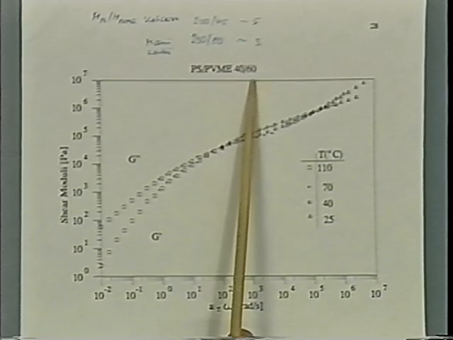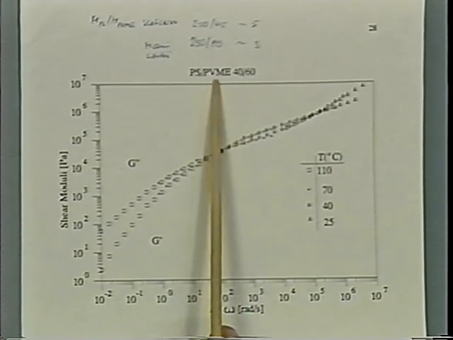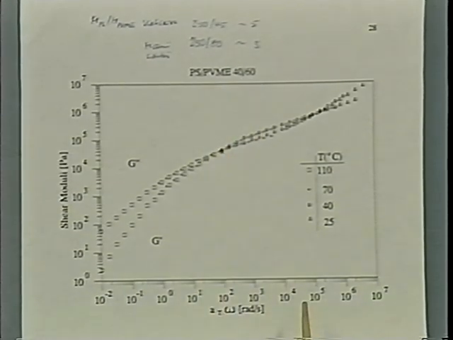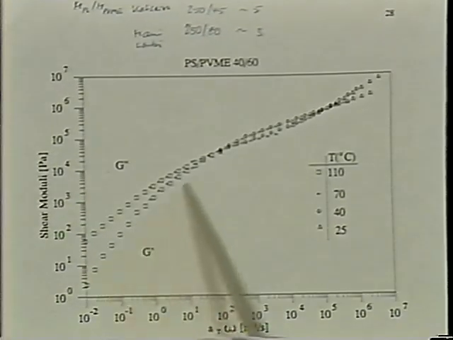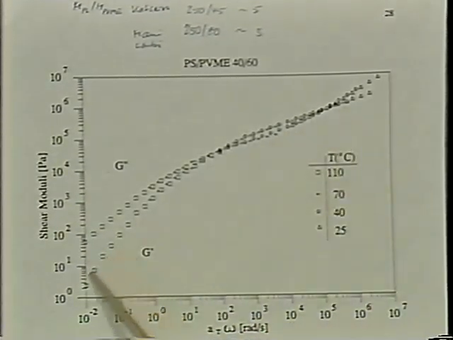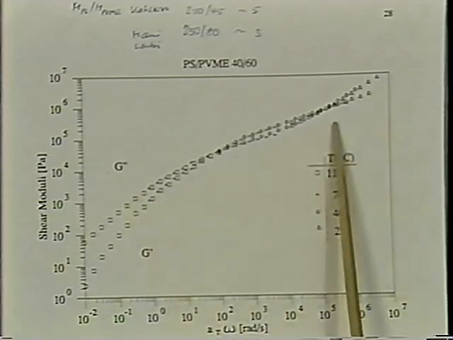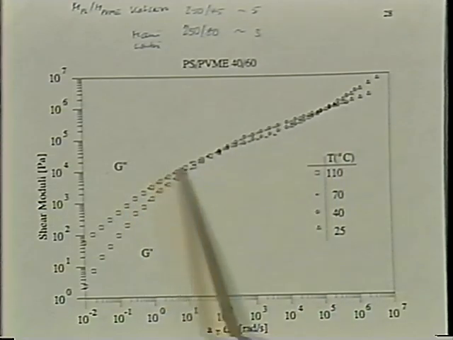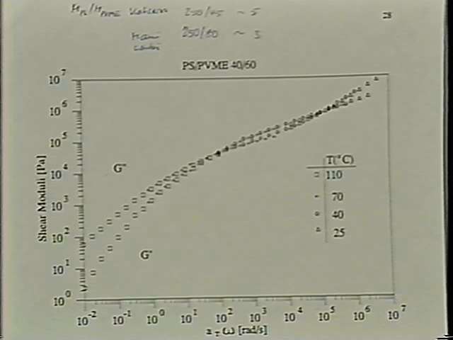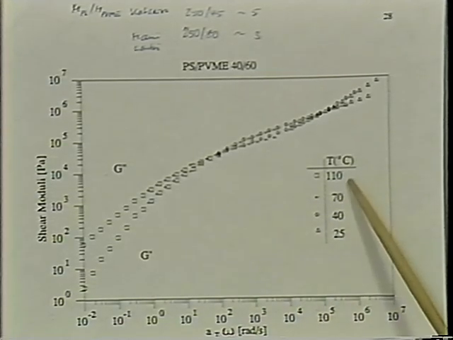Now the spectrum of the blend, say of 40% polystyrene, 60% PVME, has a broad transition from the terminal zone to the glass. That's like a really broadly distributed polymer. It's very typical for that. And again, this is being shifted to 110 degrees.